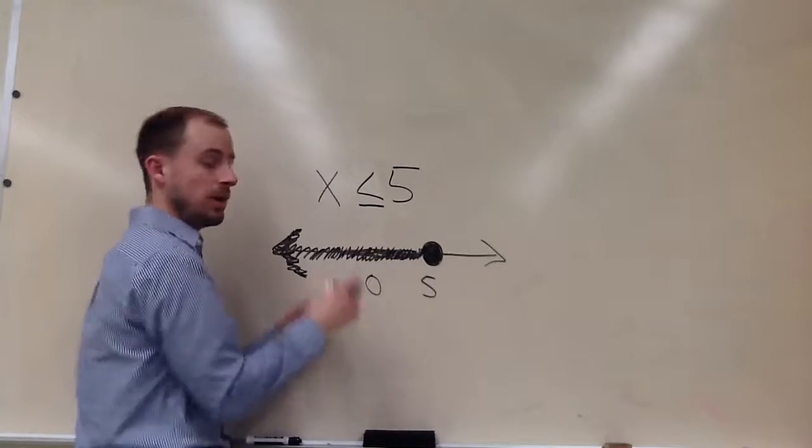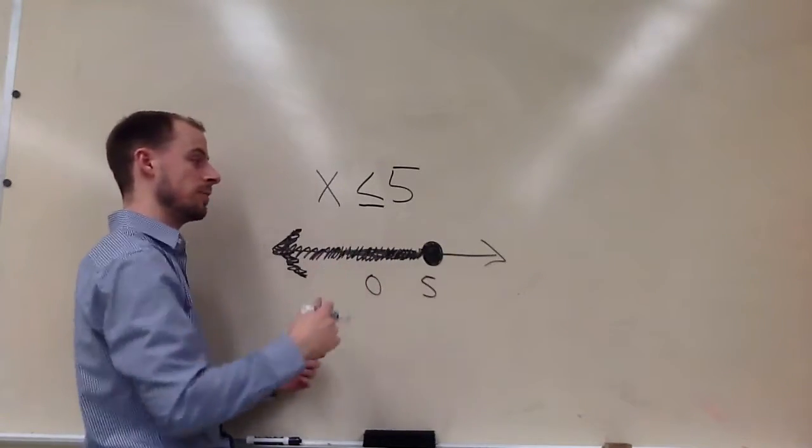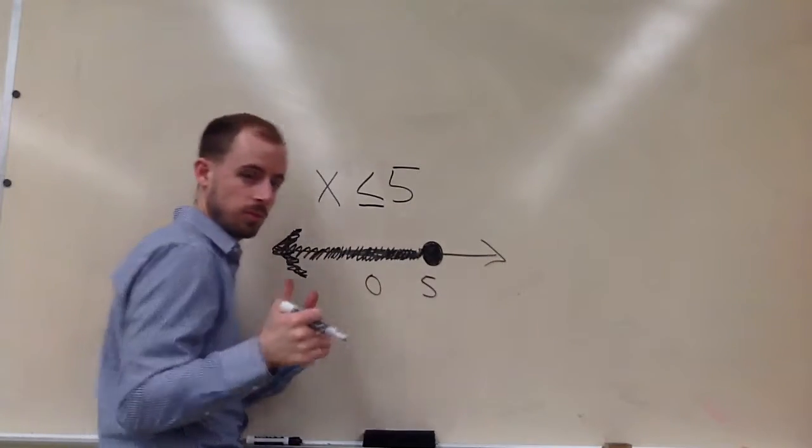So eventually, we're going to come up with more and more number lines. So I'll show you in another example how it gets more and more complicated. All right? Cool.